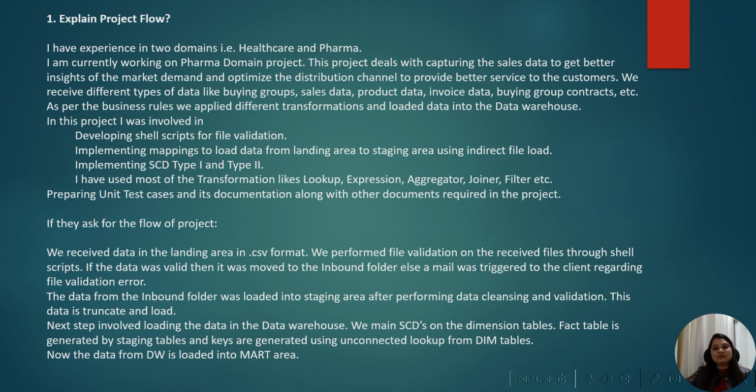We receive different types of data like buying groups, sales data, product data, invoice data, contracts, etc. As per the business rule, we applied different transformations and loaded the data into the data warehouse. In this project, I was involved in developing shell scripts for the file validation, implementing the mapping to load the data from landing area to staging area using the indirect file load. I have also implemented SCD type 1 and SCD type 2.